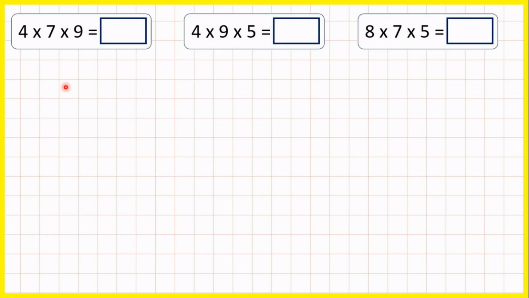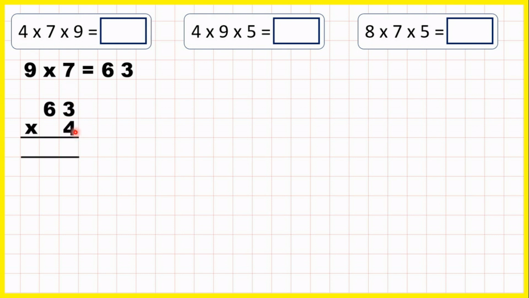Now for these questions, we're multiplying 3 numbers together. So we could do 4 times 7, which is 28, and then work out 28 times 9. But with multiplication, order doesn't matter. So we could start by multiplying the larger numbers together first. 9 times 7 is 63, and then we can take that answer, so take 63, and multiply it by the other number in our question. So multiply 63 by 4.